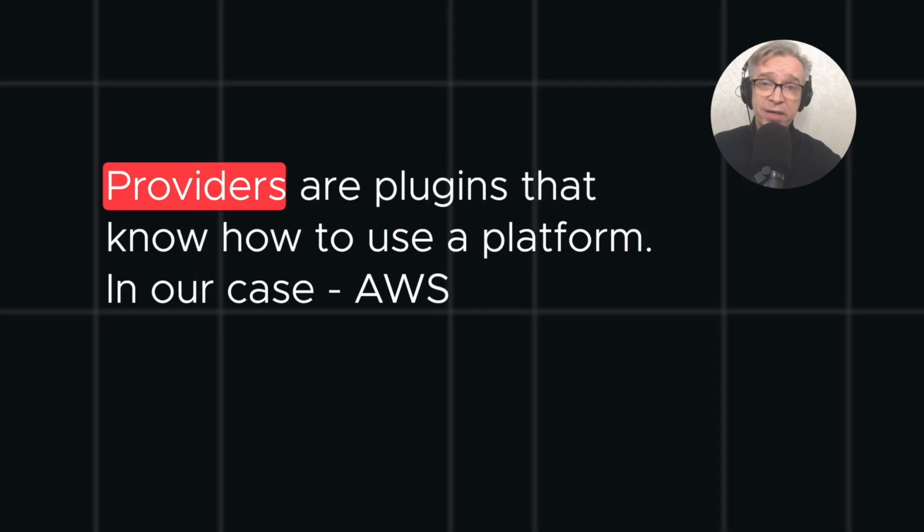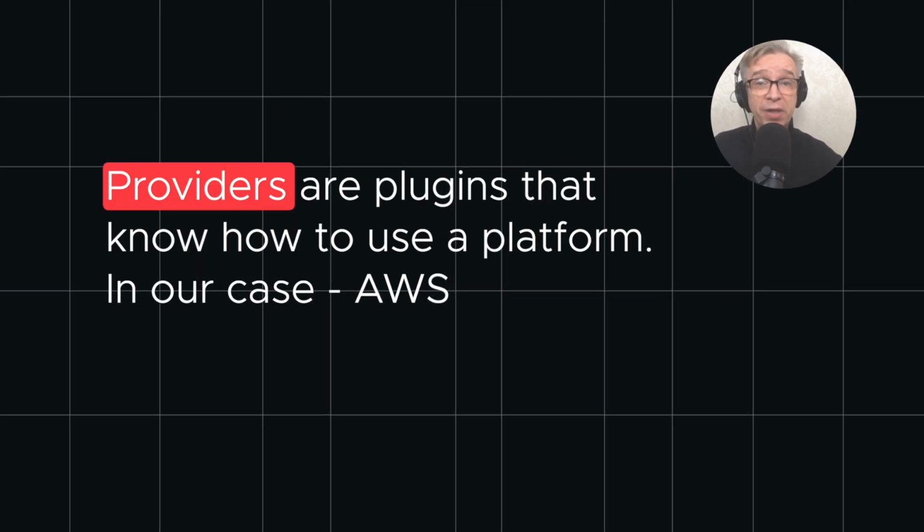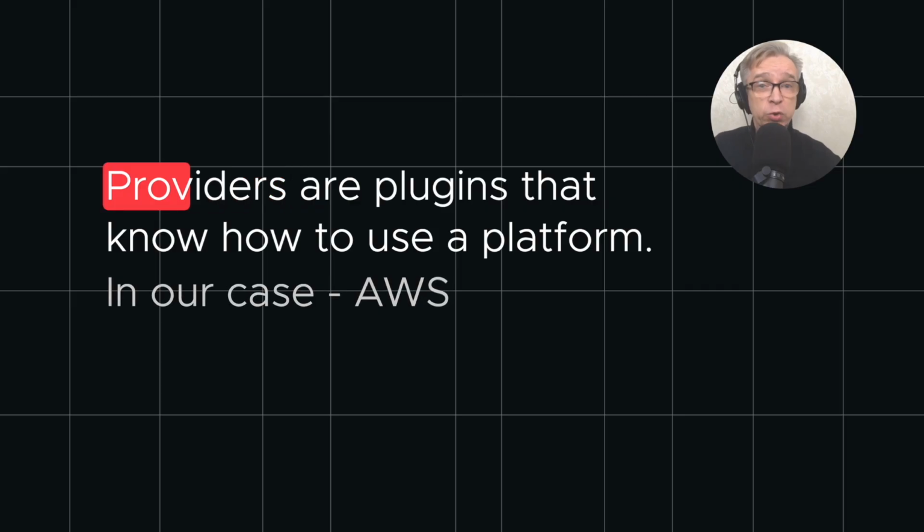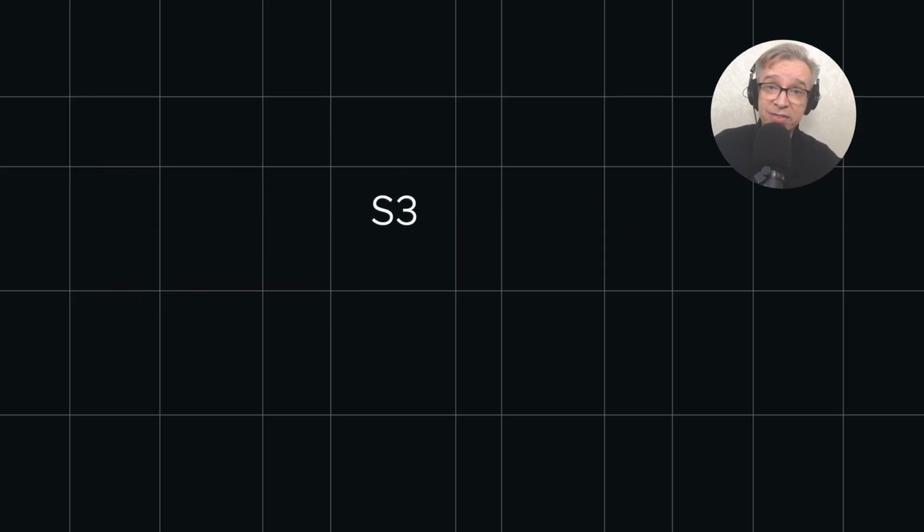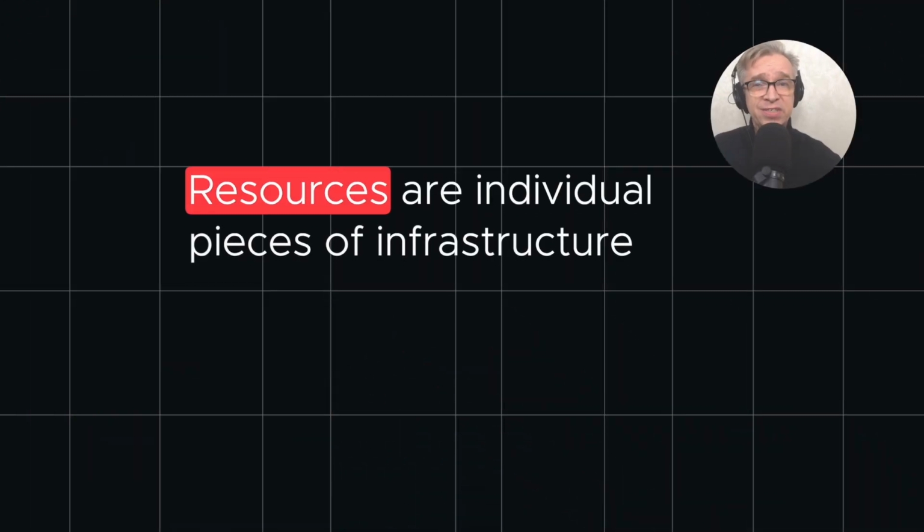Providers. These are plugins that know how to talk to a platform. We'll use the AWS provider so Terraform can create stuff like S3 buckets, EC2 instances, IAM roles, and all that stuff. Resources. Think of these as individual pieces of infrastructure. An S3 bucket is a resource. An EC2 instance is a resource. In this video, our main one will be aws_s3_bucket.